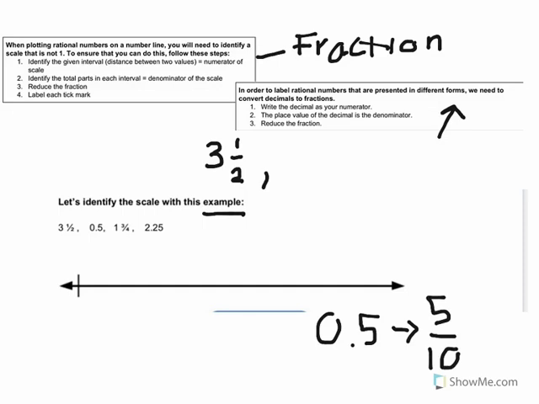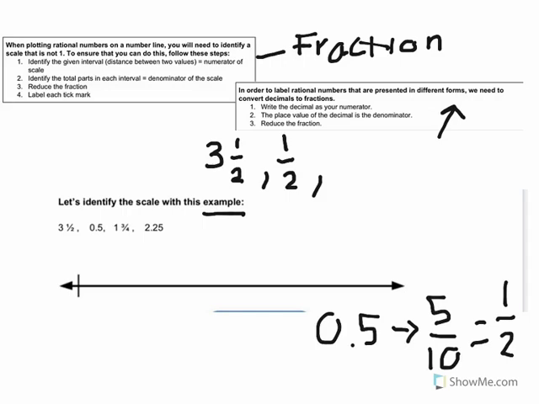Now I need to follow the last step of my key point number 2, which is reduce the fraction. So I know that 5/10 can be divided by 5 on both the top and the bottom. So I can divide 5 by 5 and 10 by 5, which would equal 1/2. So now I have my next rational number is 1/2. I've converted 5/10 into 1/2.